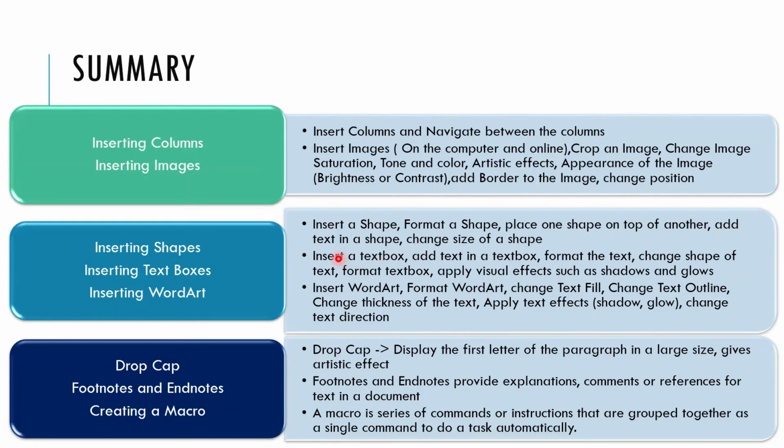And then we talked about inserting a text box, adding text in a text box, formatting the text, changing the shape of the text, formatting the text box, applying visual effects such as shadows and glows. Then we talked about inserting word art, formatting word art, changing text fill, changing text outline, changing the thickness of the text, applying text effects like shadows and glows, and how you can change the text direction which you have inserted within the text box.